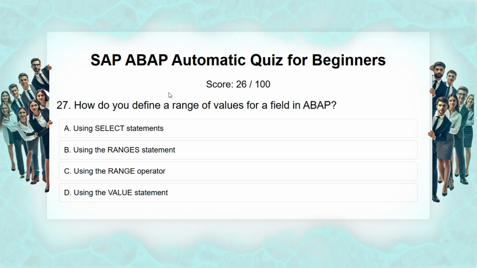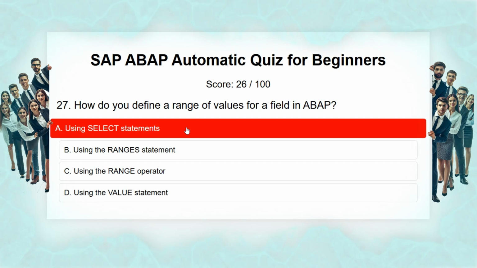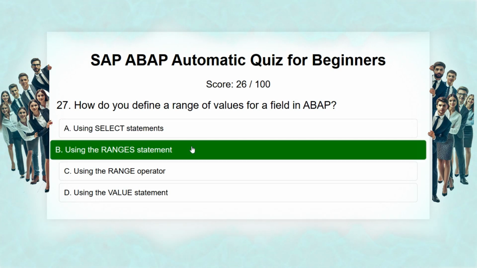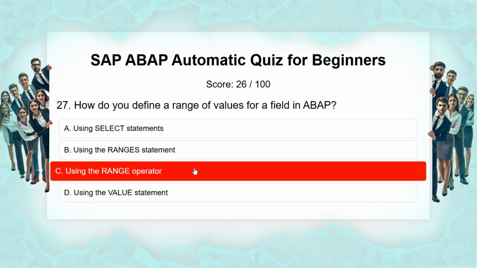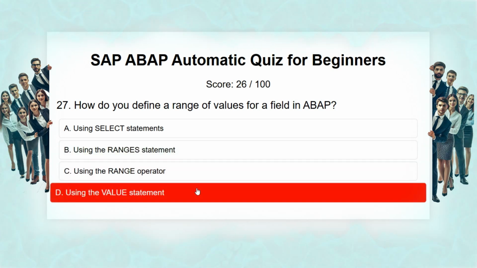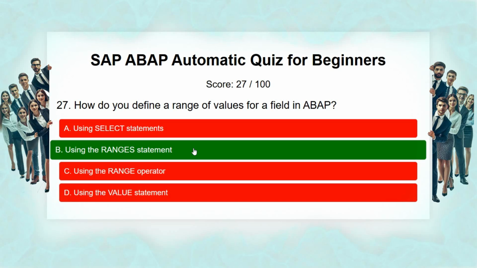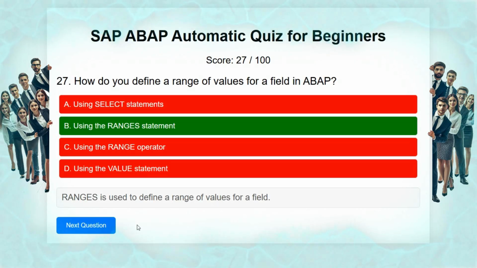27. How do you define a range of values for a field in ABAP? A. Using select statements. B. Using the ranges statement. C. Using the range operator. D. Using the value statement. Correct answer. Ranges is used to define a range of values for a field.